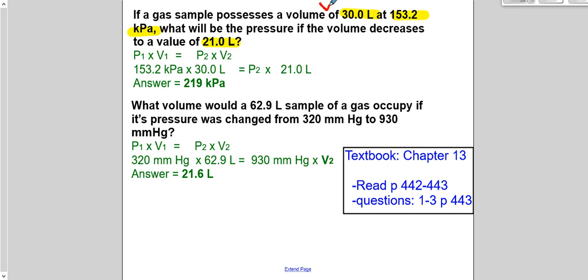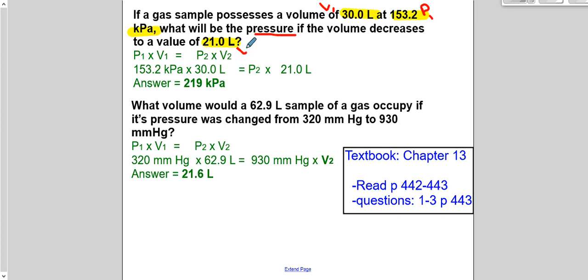So I'm going to label that as V1, because it's the first one that I see, at 153.2 kilopascals. Well, kilopascals is a unit of pressure. The word "at" is a linking word. It links these two values together. It means they happened in the same instance. So if this is V1, and I know this is a unit of pressure, then this will be P1. The question says, what will be the pressure? There's my unknown. If the volume decreases to 21 liters.